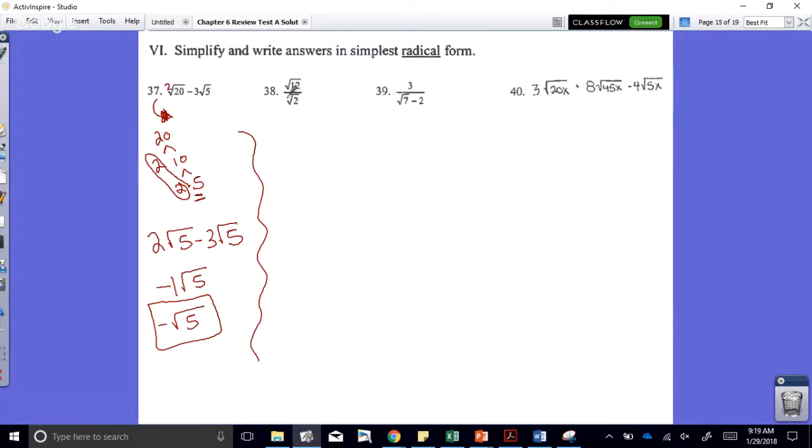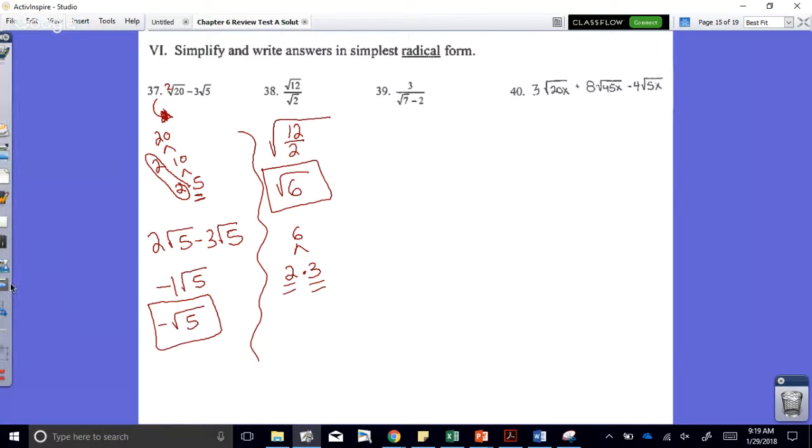Okay, the next one, the index does match. So unlike the last few on 30, the index match, we can go ahead and divide these. Square root of 12 divided by the square root of 2 is the same as the square root of 12 divided by 2. 12 divided by 2 is just the square root of 6. You take 6 and break it down and you look for groups of 2. We have 2 times 3, no sets of 2 of the same number. So square root of 6 is my final answer.